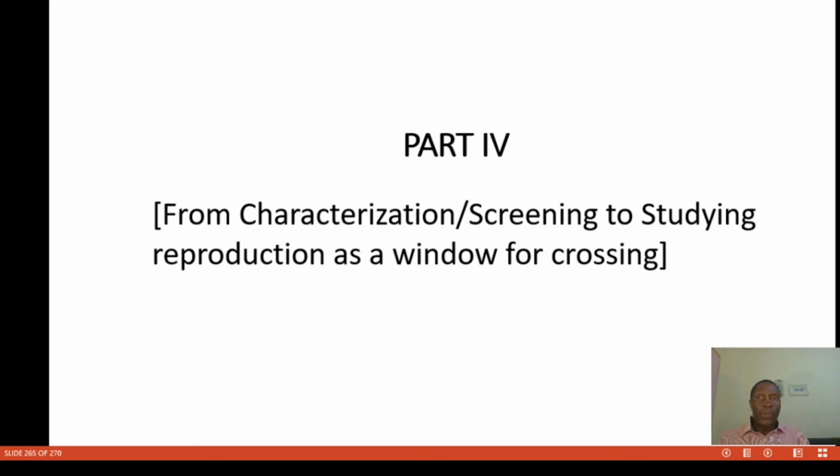And so we will stop at that and we'll continue with part 4, where then we can revisit the issue of the reproduction as a window for crossing.